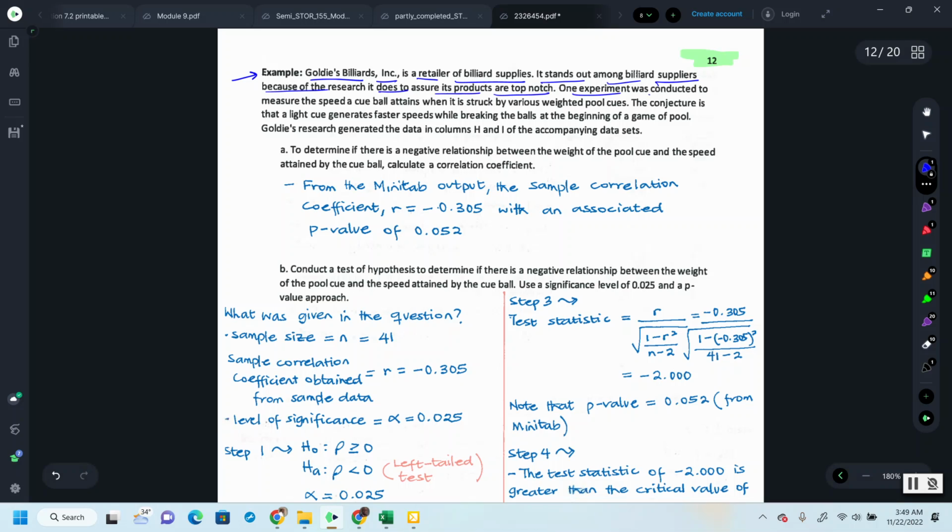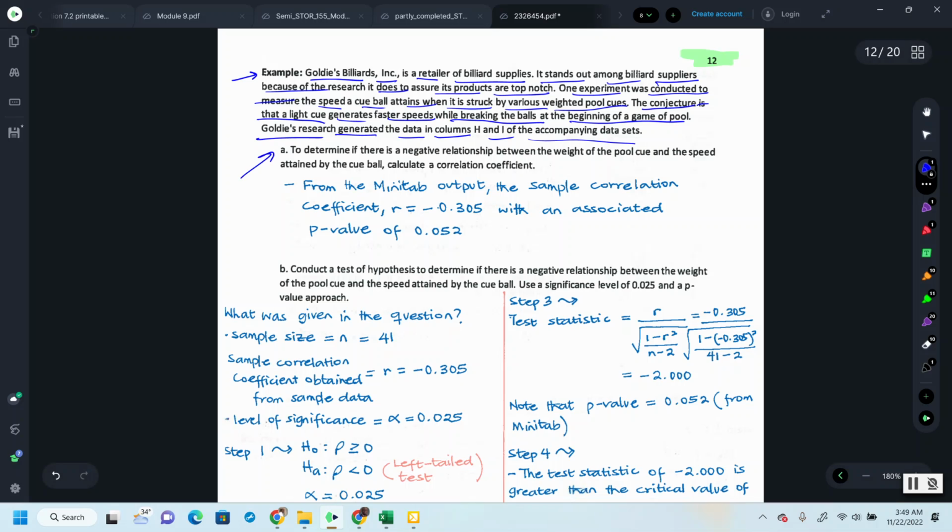One experiment was conducted to measure the speed a cue ball attains when it is struck by various weighted pool cues. The conjecture or guess is that a lighter cue generates faster speeds while breaking the balls at the beginning of a game of pool. Goldie's research generated the data in columns H and I of the accompanying data sets. I will show you that data in a little bit.